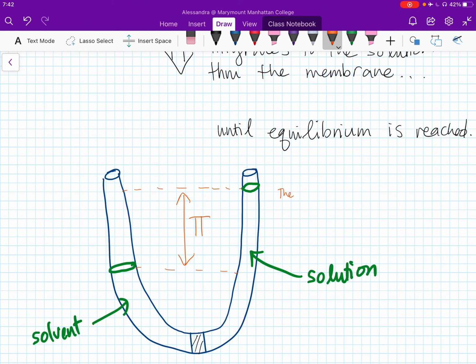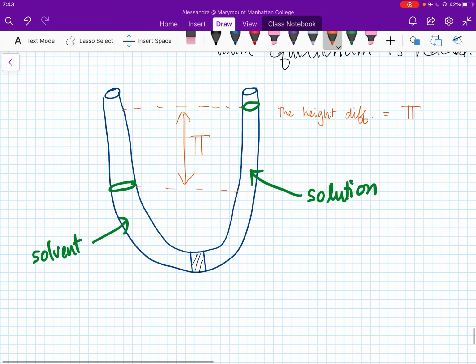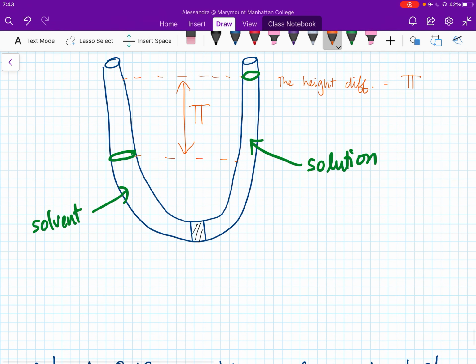Okay, so the height difference at equilibrium is the osmotic pressure, pi. This is the pressure that you would have to put on it to make the heights of each side equal again, to bring those two sides back to equal height. Now, we can write an equation for pi, just like the ideal gas law. This is literally a pressure. You can measure it in millimeters, just like we measure pressure in millimeters of mercury.